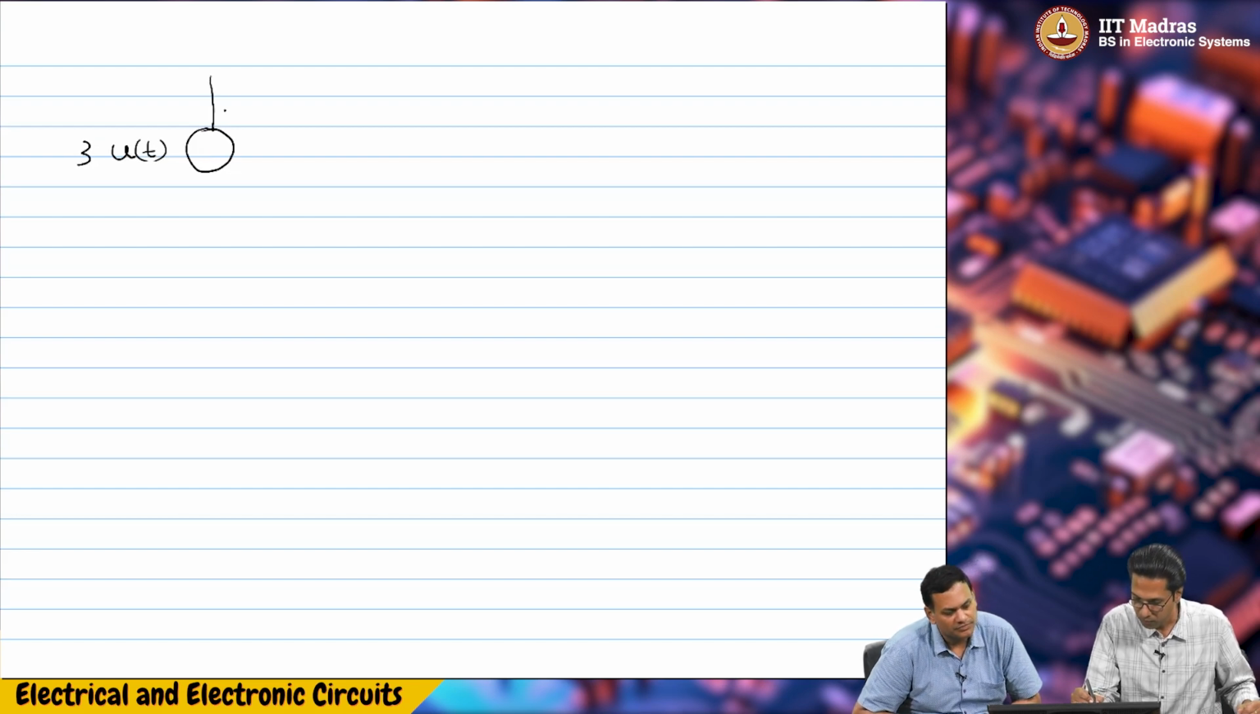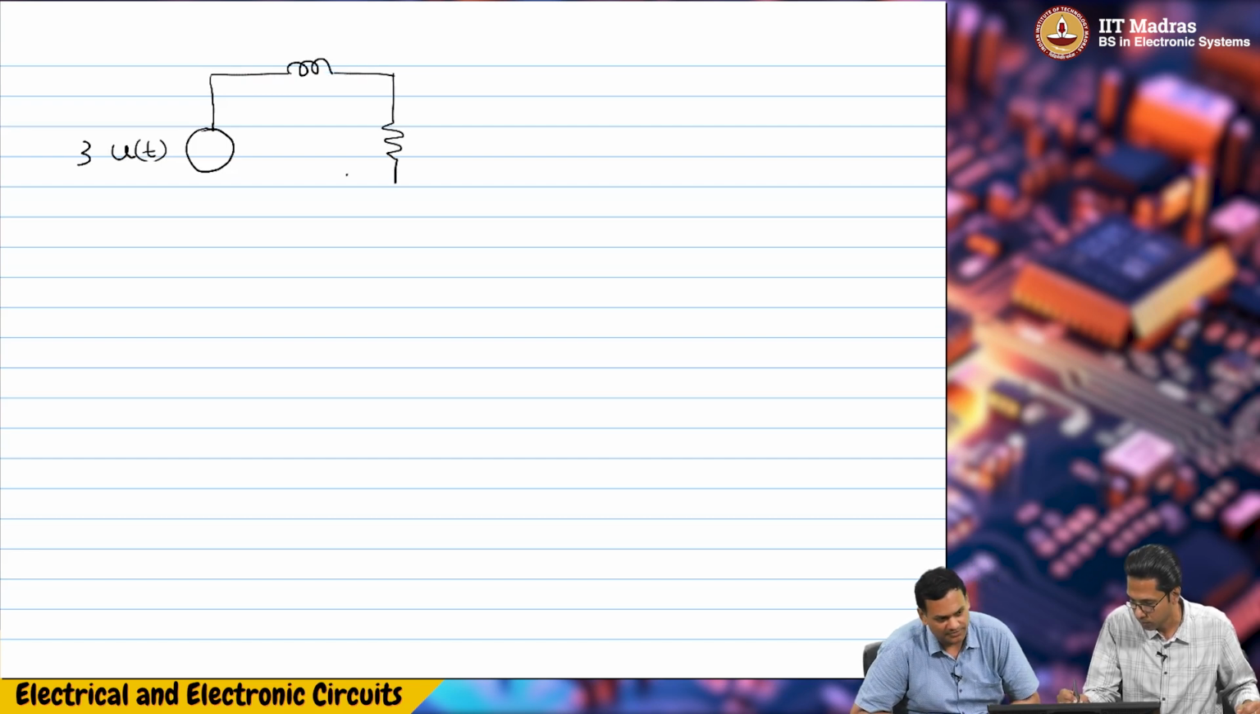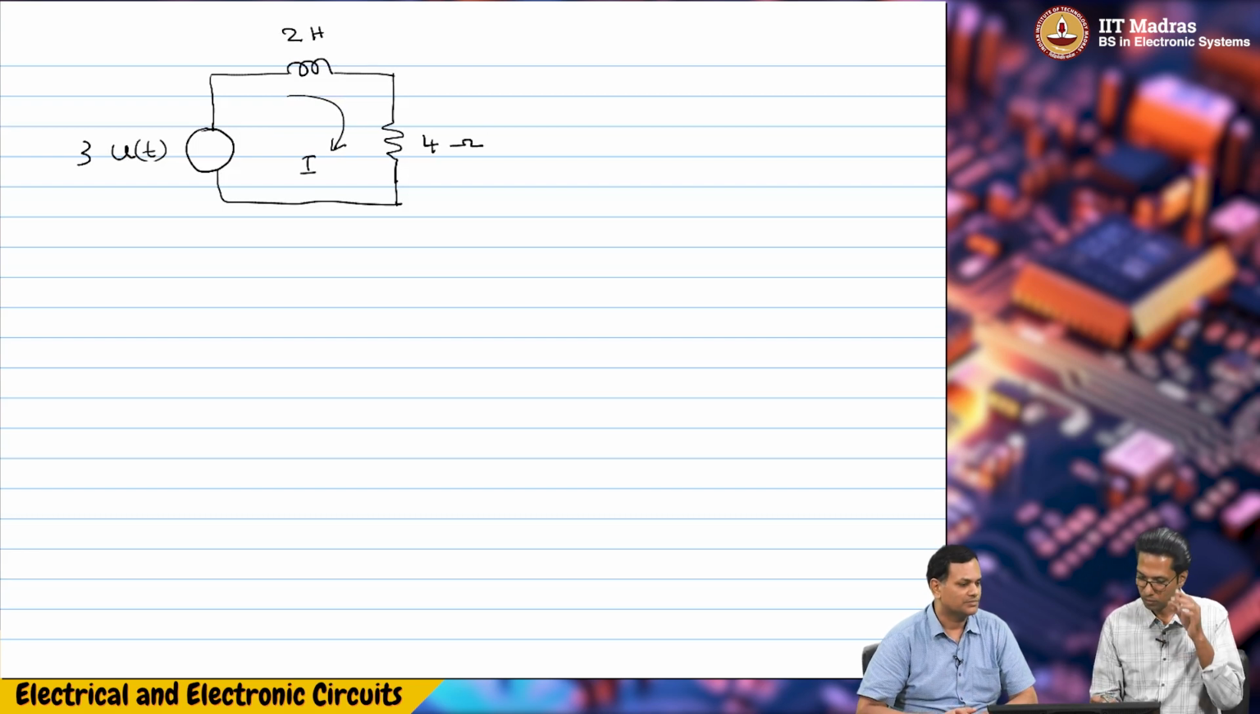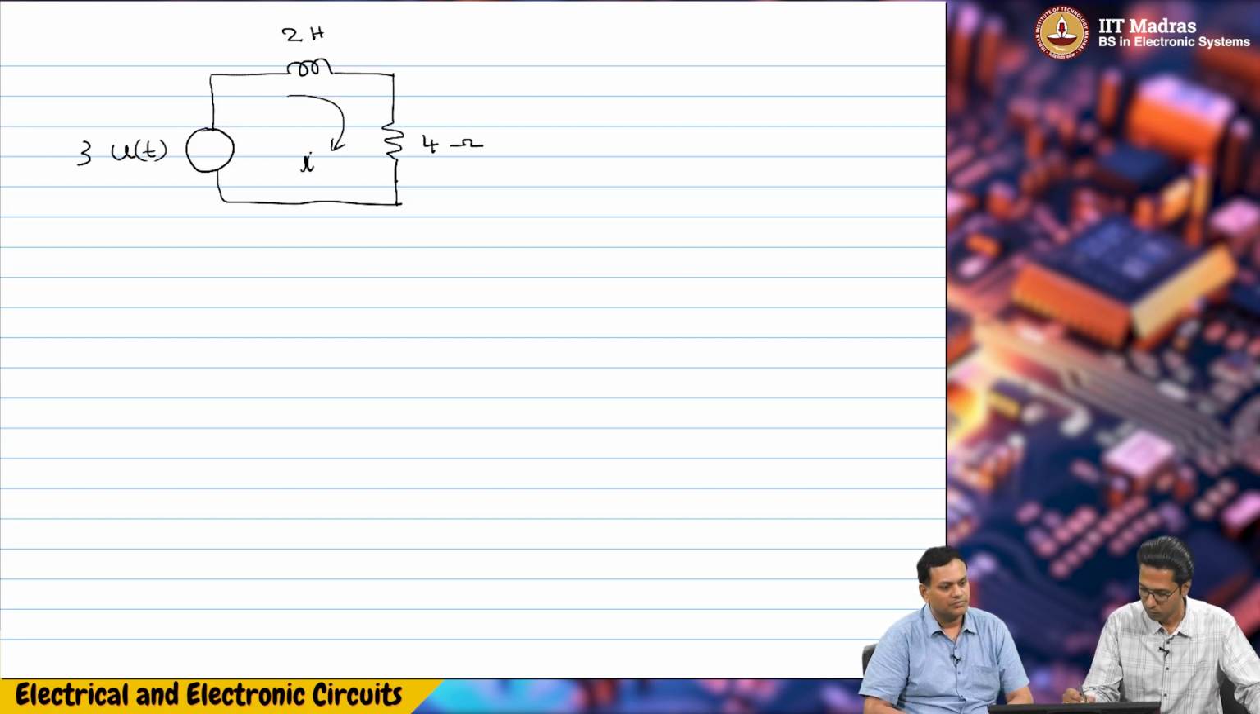Then an inductor and a resistor. Let's add a resistor. Let's say this is 2 Henry and 4 ohm. And there is some current flow, I or I of t.